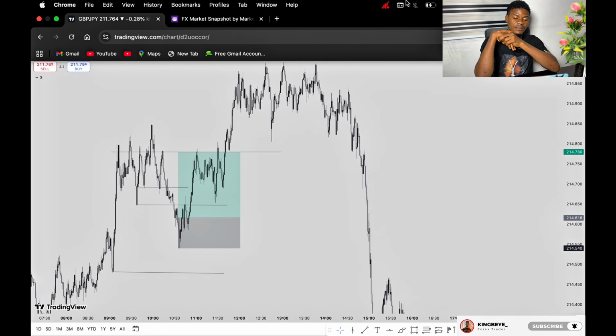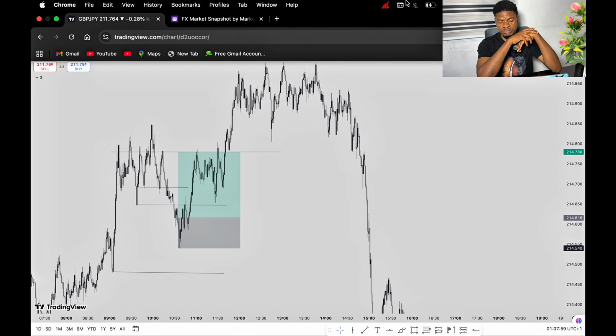Then once the market gives me my edge, my A plus setup, I would either buy or sell. And I only trade what I see. I don't trade how I feel. I trade how I see. So this is how I trade.